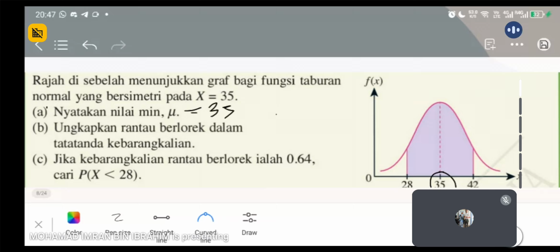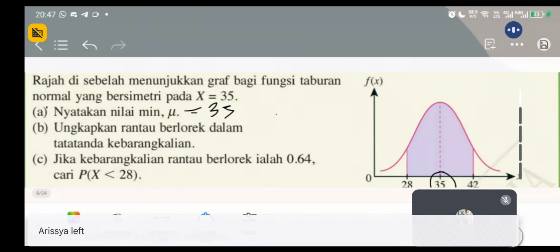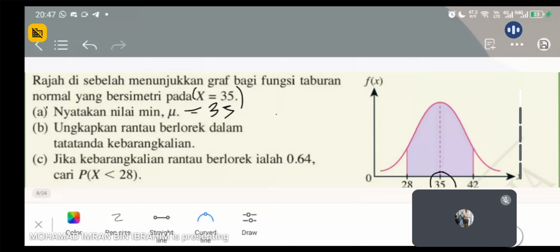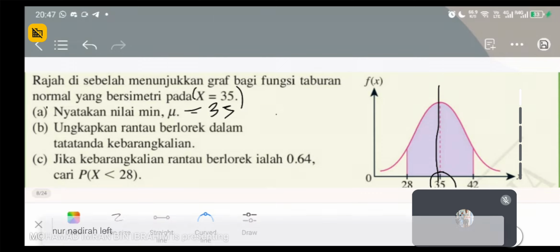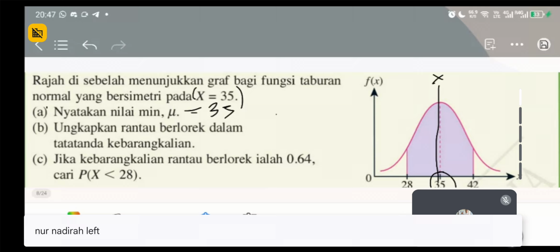Also, if it is not given, they will always give you the graph so you can look from the graph. This is your mean, this is your x.